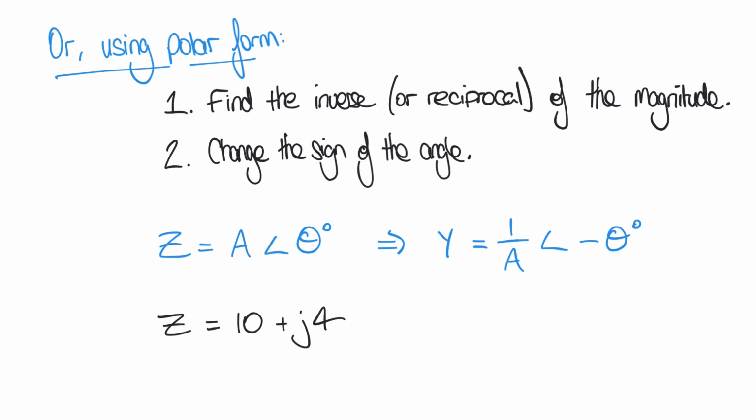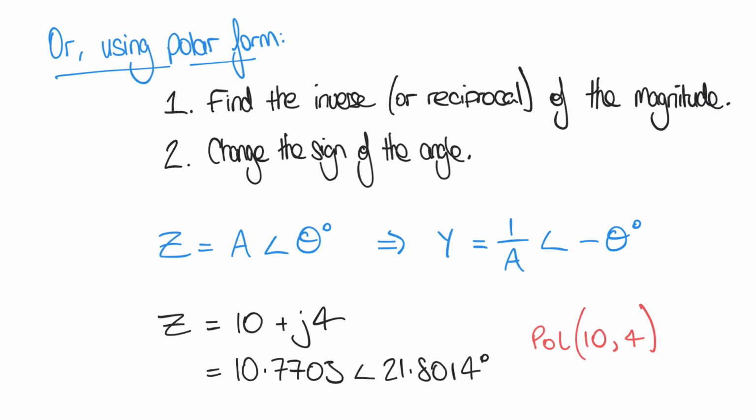First of all, this is in rectangular form, it's not in polar form. So the very first thing we have to do is convert this to polar form. And the easiest way to do that is just using the pol function or similar on a scientific calculator. Or you can use trigonometry to convert between them. But in our case, we have Z equals 10.7703 at an angle of 21.8014 degrees. And that's in polar form.